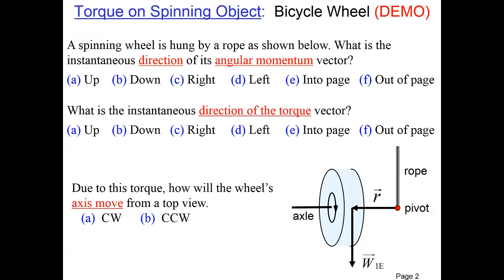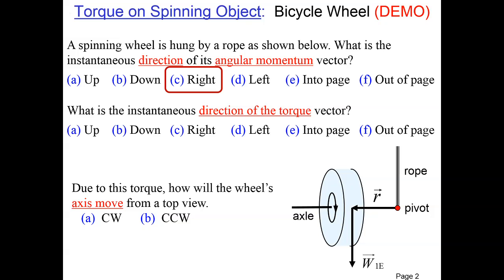The axle is pointing right and left, and the wheel is turning clockwise, as shown in the picture. So that means that if you grab the axle with your right hand, and your fingers wrap around clockwise, as shown, your thumb points to the right. So if the angular velocity vector is pointing to the right, then the angular momentum must also be pointing to the right. Next, we want to know the direction of the torque.